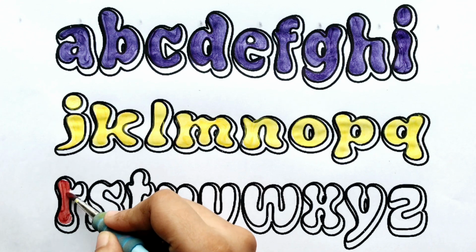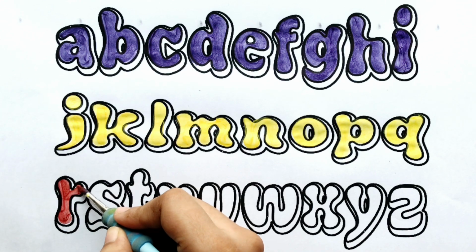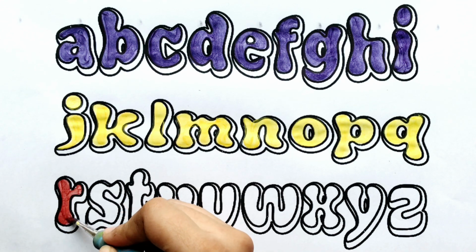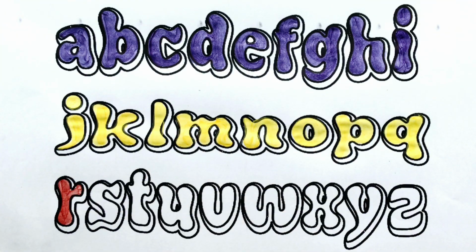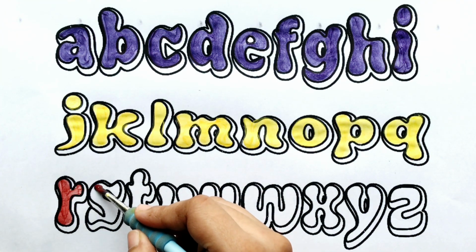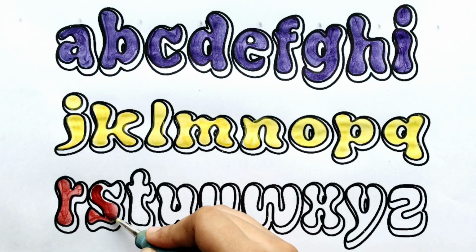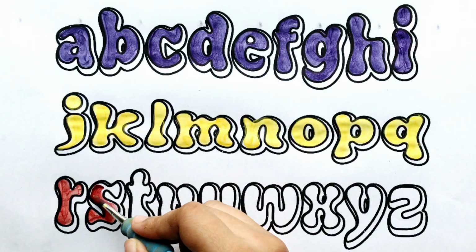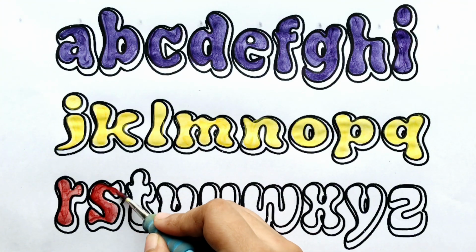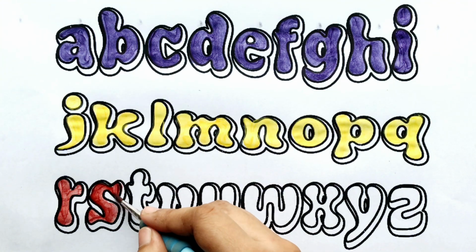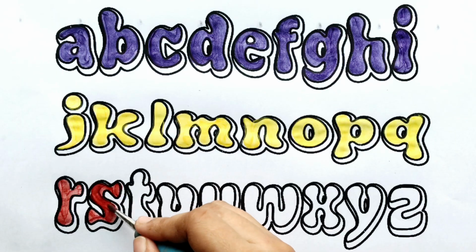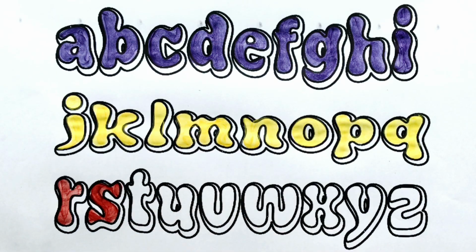Brown color. R for rainbow. F, G, H, I, J, K, L, M, N, O, P, Q, R, S, S for snail. U, V, W, X, Y, and Z. Now I know my ABCs. Next time, won't you sing with me?